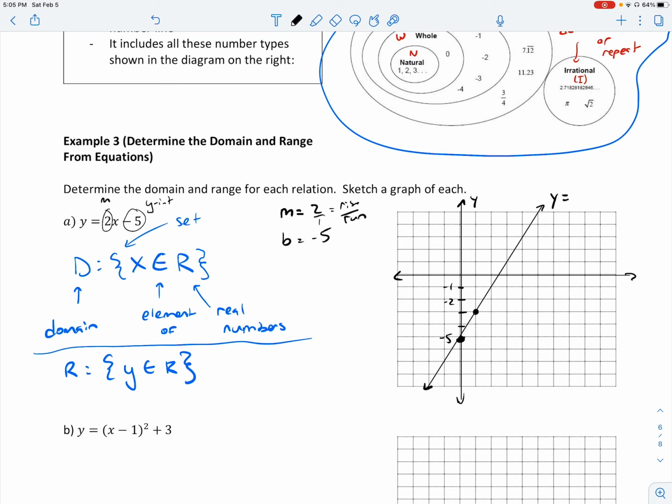And I'm gonna label the equation y equals 2x minus 5. Okay, make sure the axes are labeled. Make sure the graph is labeled. I got my y-intercept shown. So this is perfect.